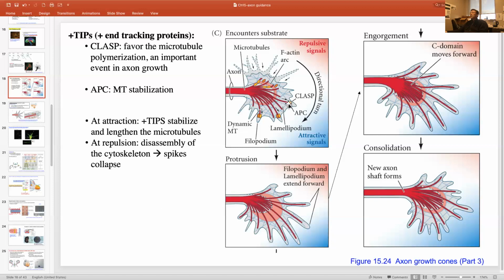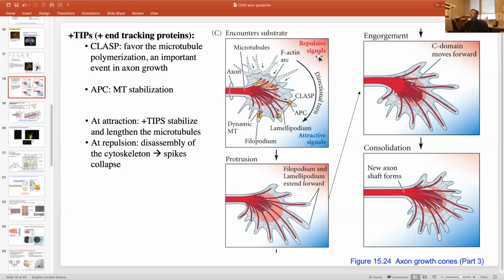So these are the growing microtubules. Again, microtubules have polarity. The plus end means the microtubule is growing in that direction, okay? The minus end, the negative end, is here, and the plus end is where the microtubules are growing. So growth is dynamically changing depending on the signals that the growth cone is receiving.